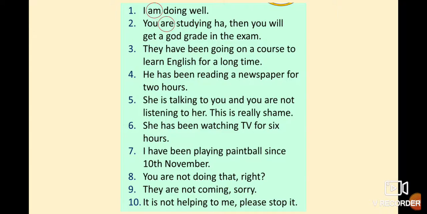Number 3, they have been going on a course to learn English for a long time. In that case, the state of being verb is been, because we use a helping word that in this case is have, and we write in the correct form the state of being verb that is been. Number 4, he has been reading a newspaper for 2 hours. In that case, the state of being verb is been.